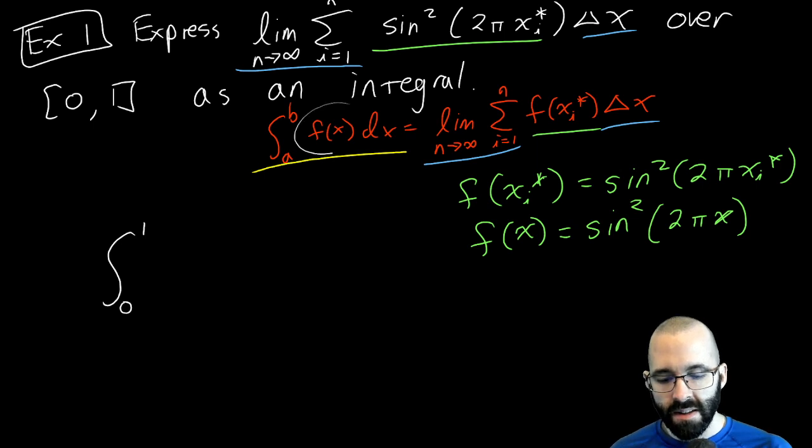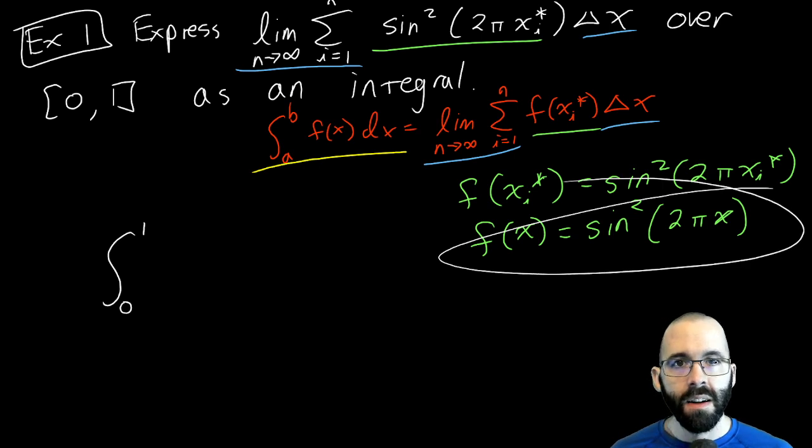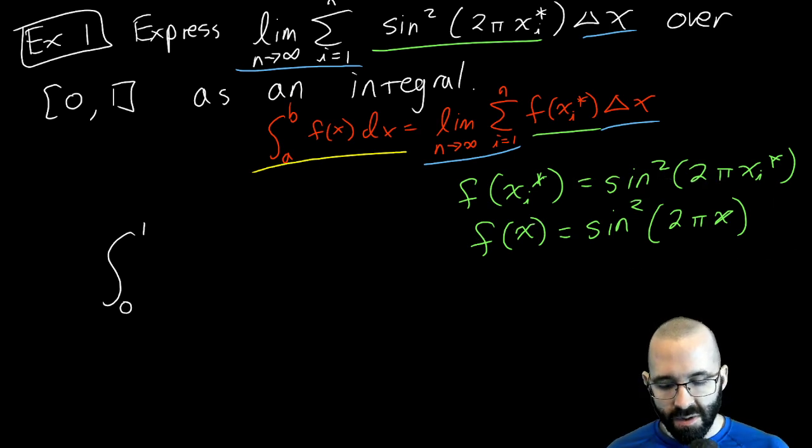Great. What's next in this yellow underline? The function. Well, we already did that. We already said what the function is, so let's just replace it. The function f of x is sine squared of 2 pi x.